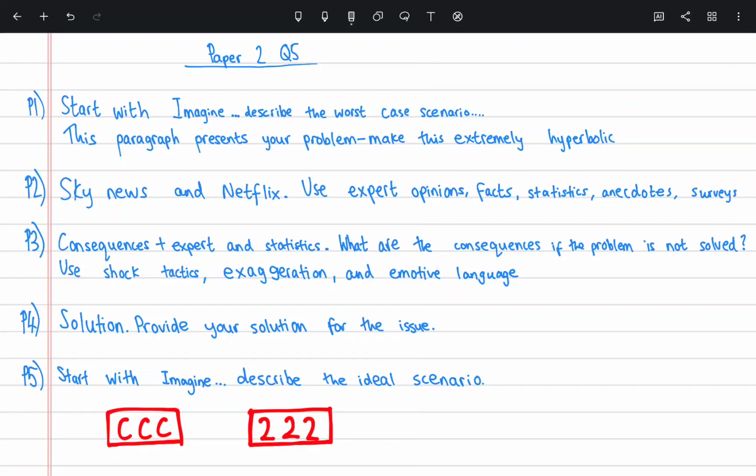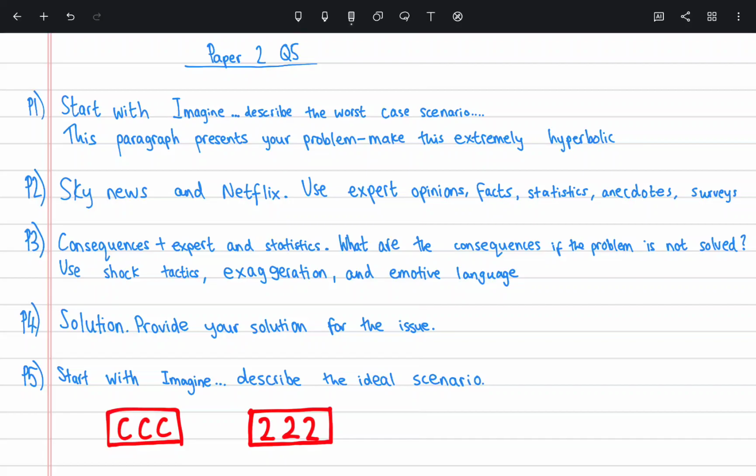So if you are able to provide a solution, the audience are more likely to listen and agree with what you have to say. And paragraph 5, again, you start with imagine and you describe the ideal scenario. So that will follow your solution from paragraph 4. So in other words, in paragraph 5, you would talk about a world where if these problems are solved, what would happen? What are the benefits once we have rectified and solved these issues? So this is a simple template for you to use for paper 2 question 5, or that's persuasive writing or transactional writing for those of you studying the other examples.